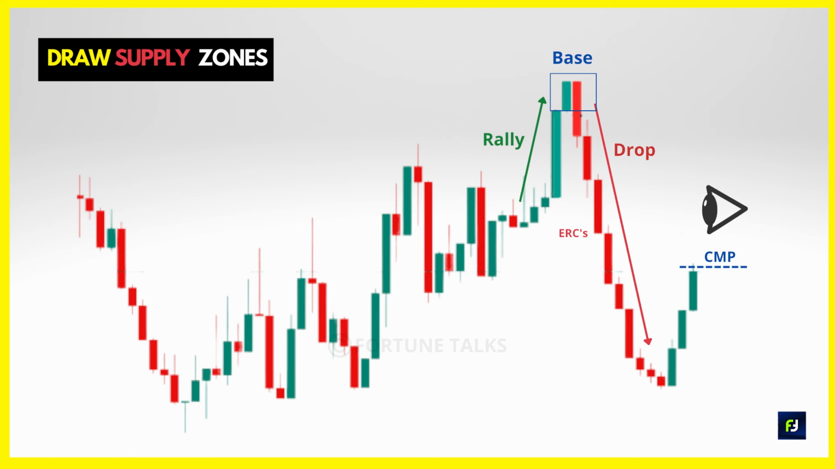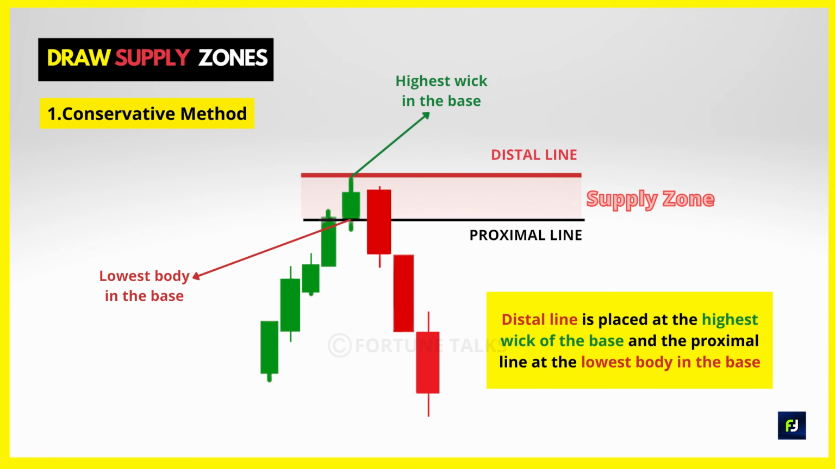And once you identify the zones you want to trade, you can now draw your lines around the base or the origin of the move. Now, as I have mentioned, there are 3 ways of drawing your supply zone. The first is the conservative method, where the distal line is placed at the highest wick of the base and the proximal line is at the lowest of the body in the basing structure.